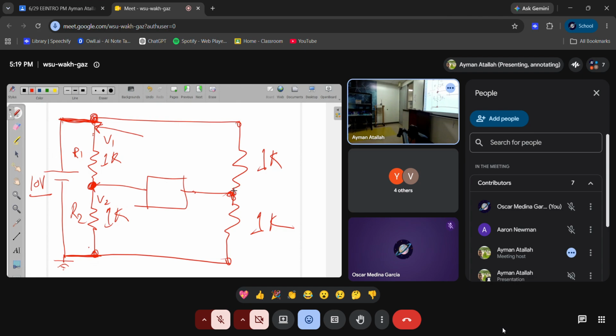The voltage here with respect to ground is 5. The voltage here with respect to ground is 10. So here is 5. The voltage here with respect to ground is 5. The voltage here with respect to ground is 10. The voltage difference from here to here is 5. From here to here is 5. What will be the voltage from this to this? The voltage difference.